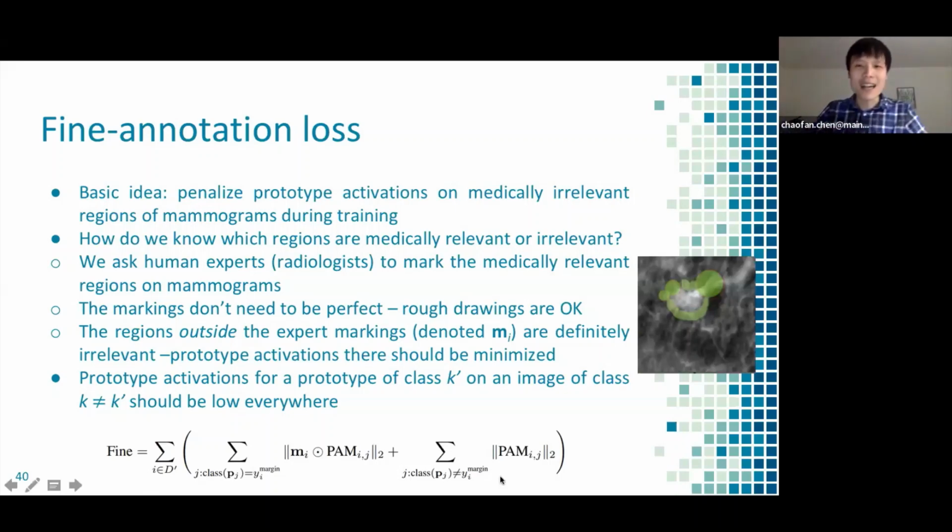What about the wrong class? For the wrong class, if we have a prototype p_j that's not of the ground truth class, we want to minimize the prototype activation everywhere. We don't want this prototype to activate at all. So this is the basic idea behind fine annotation loss.